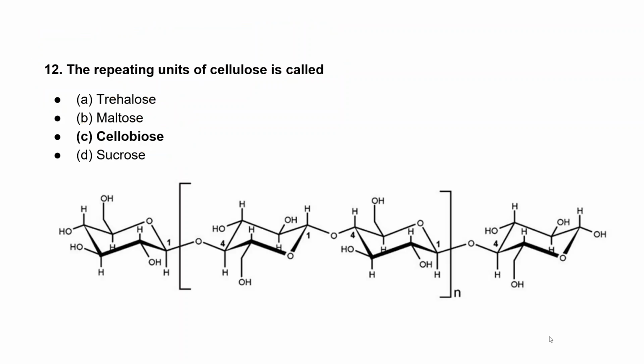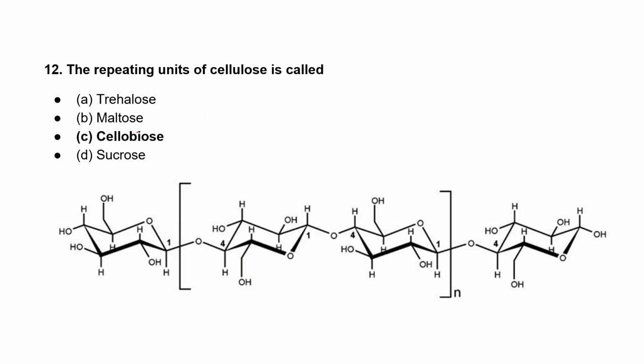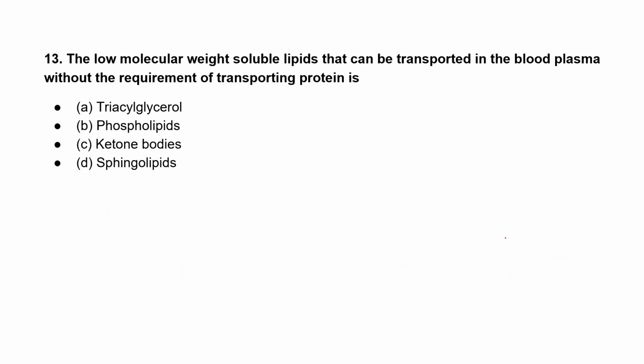You are right. Option C is the right answer. As the name also suggests, cellulose is made up of cellobiose. So this is the structure of cellobiose. It is the repeating unit of cellulose, here we can see that. Right, it is a kind of polysaccharide.